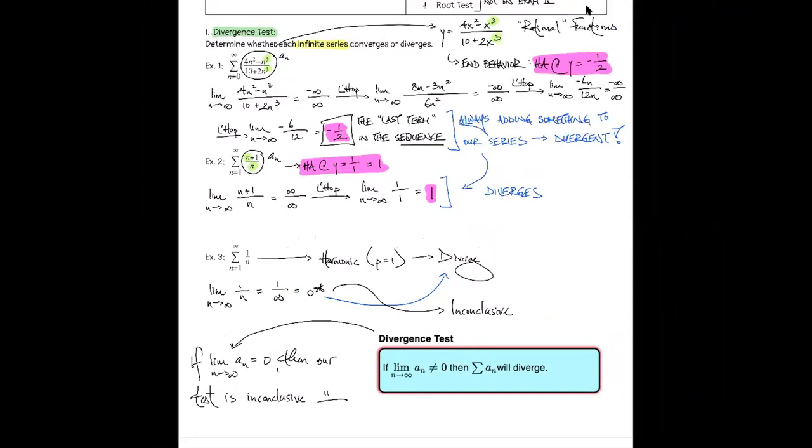Okay, so the divergence test is really good if you have a sneaking suspicion that the series is going to diverge. Plug in infinity, see what you get. But it doesn't really tell you anything else other than that it diverges.